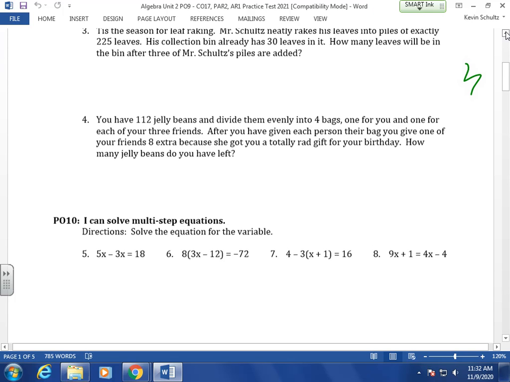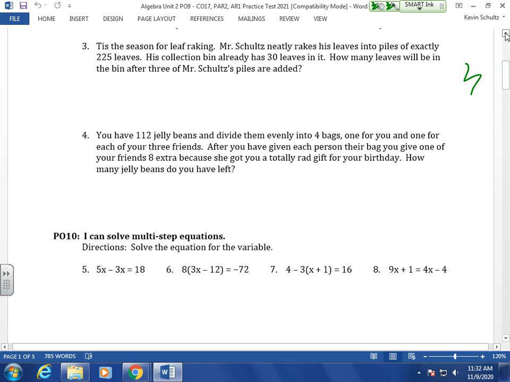Folks, we are recording. Please quiet. Thank you. So I'm putting 3 of my piles, each with 225 leaves in them, plus the 30 leaves that are already in the bin, and that equals the total number of leaves that will be in the bin. So your variable isn't within the equation, it's the solution here. But part of what PO9 is looking at the verbal and figuring out what the operations are, what's my constant, what's my coefficient. It's not always the variable's going to be in the middle of things. It might just be answer the question.